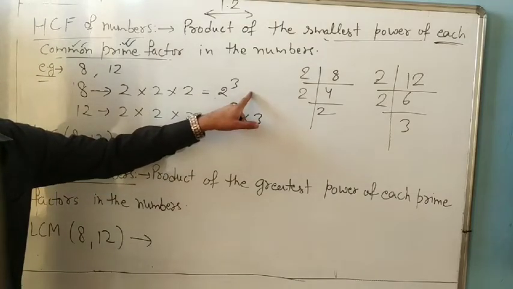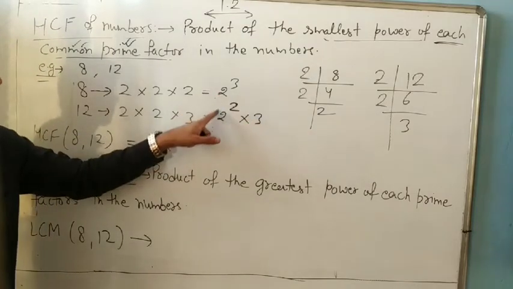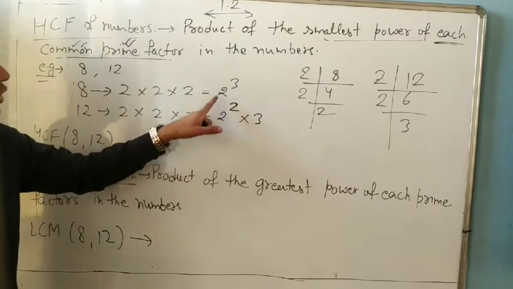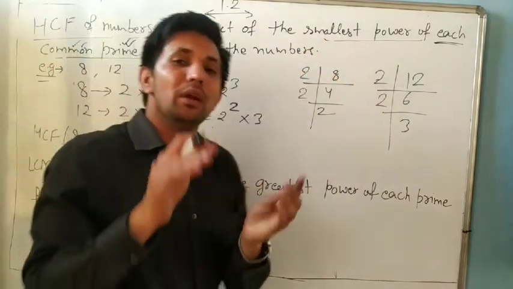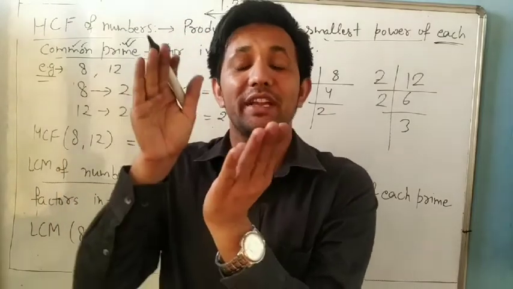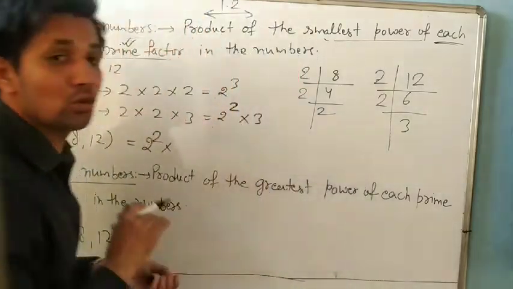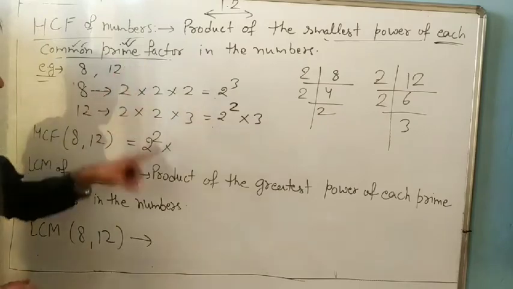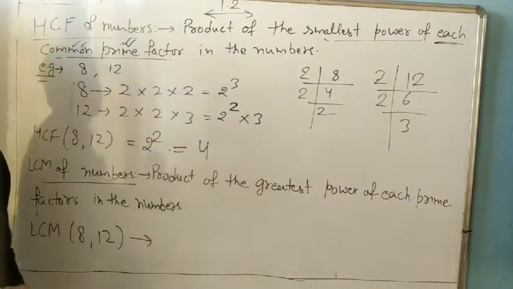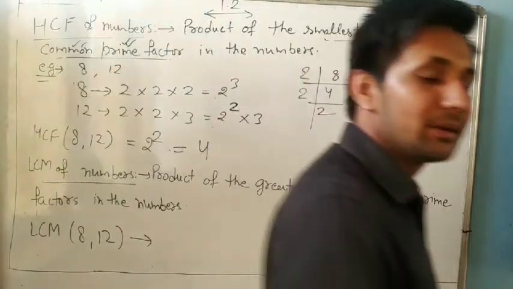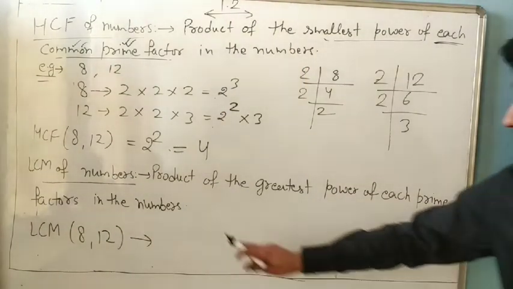So 3 is not common. What is common? Only 2 is common. So we will take its smallest power, the smallest power of each common prime factor. Only prime. So 2 into 2. So what is HCF? HCF is 4. Understand it? Next is LCM.